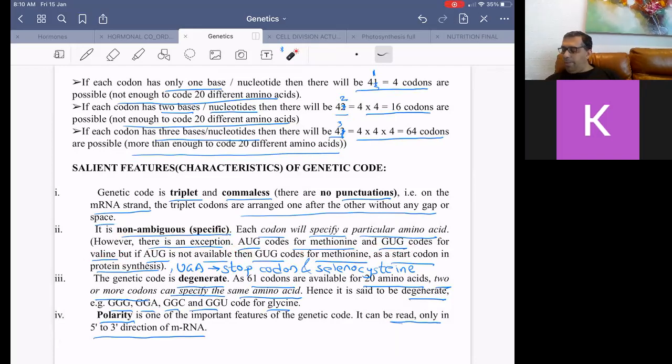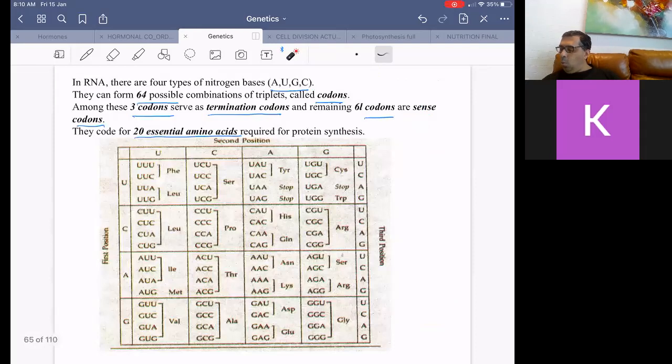What does GUG normally code for? Valine. But if AUG is not available, then GUG will act as the start codon. Do you remember that GUG can act as a start codon instead of AUG? And it will code for methionine. So GUG, which normally codes for valine, will code for methionine. Check this here. What does GUG normally code for? GUG normally codes for valine and AUG codes for methionine.